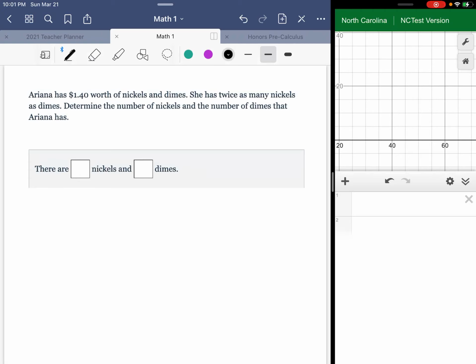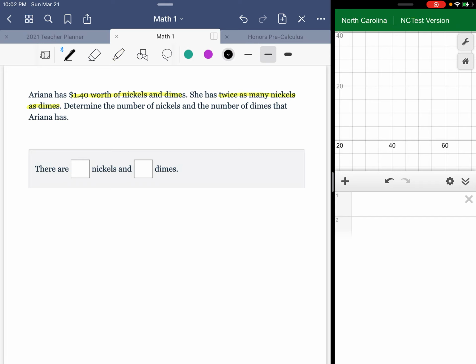All right, so we have Ariana has $1.40 worth of nickels and dimes. She has twice as many nickels as dimes. Determine the number of nickels and dimes that Ariana has. So, what do we know? We know that she has $1.40 worth of nickels and dimes, and she has twice as many nickels as dimes. So, determine the number of nickels and dimes that she has. So, we want to find out both.